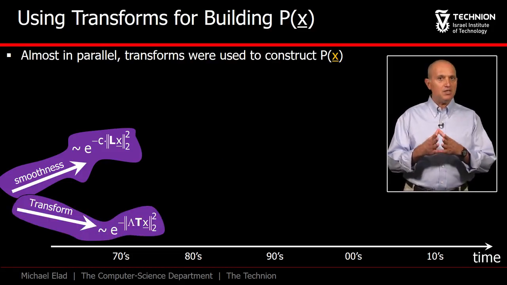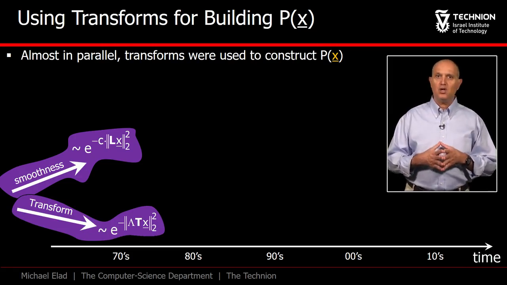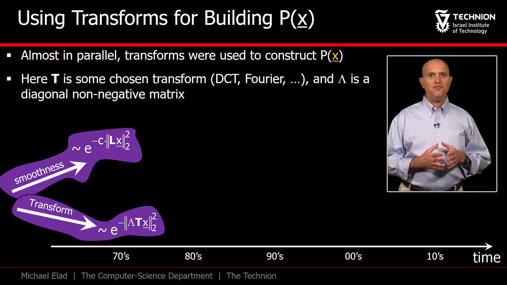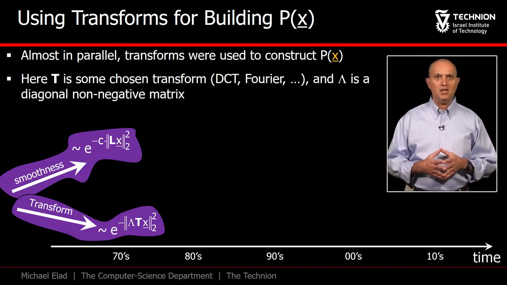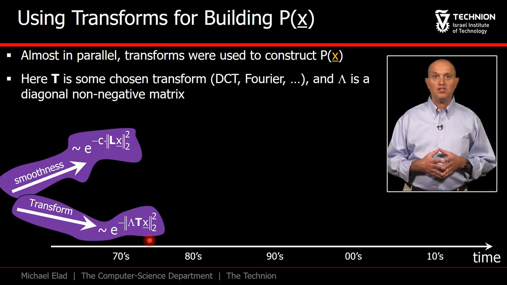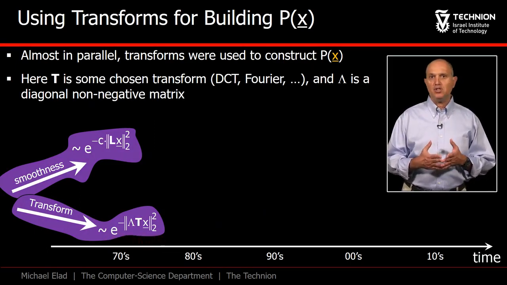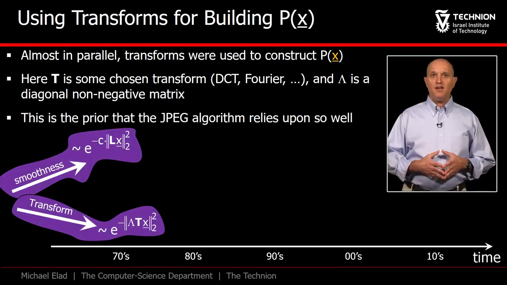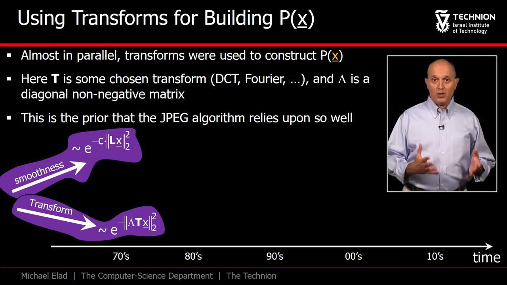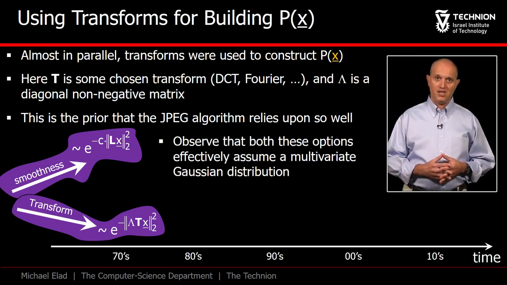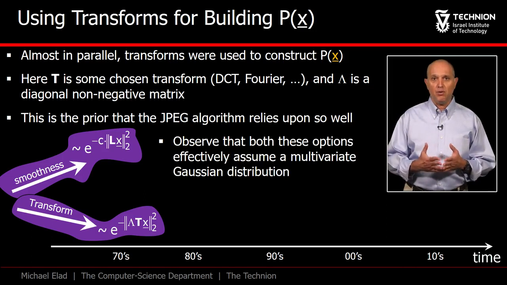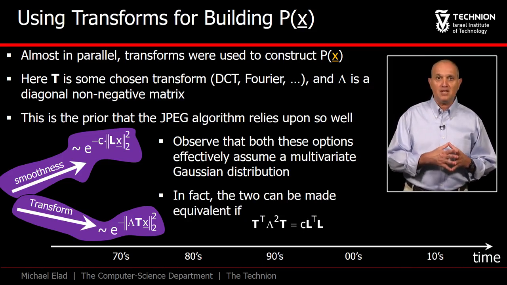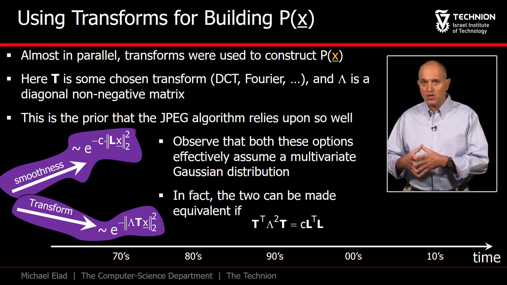For example, some researchers truly believed that the path to a reasonable choice of P of X passes through well-known transforms. If T is a forward transform of some sort and lambda is a diagonal matrix, this expression offers an alternative prior. Its rationale is to force some transform coefficients to be small while untouching the others. In fact, one could argue that this is the prior practiced by the JPEG compression algorithm. Interestingly, both these priors are Gaussian, as both rely on the L2 norm. Indeed, we could even make the two identical by forcing this relation between the Laplacian, the transform, and the weight matrix.